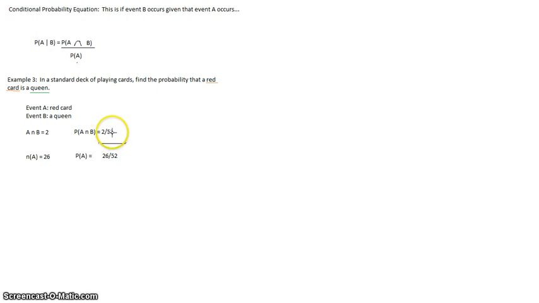I notice that I have a 52 on top and a 52 on bottom, so all I need to do is really just scratch those numbers out. I don't need those. If they're the same on the top and the bottom, which they always will be, to be honest with you. So our final probability here is going to be 2 out of 26. Simplify that, I'll get 1 out of 13. So 1 out of 13 times I will find a red card that is a queen in a deck of cards.